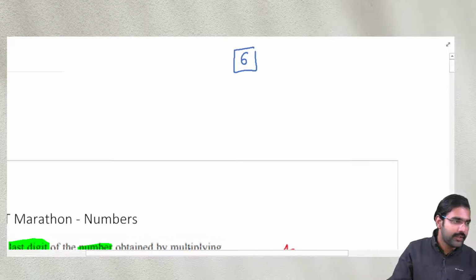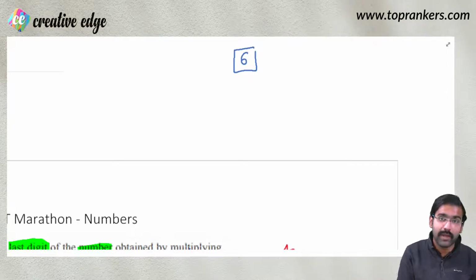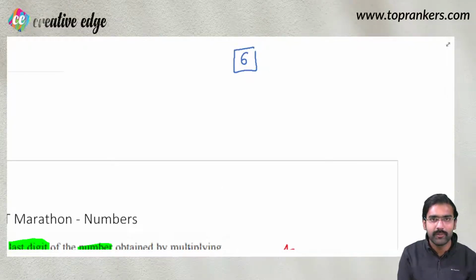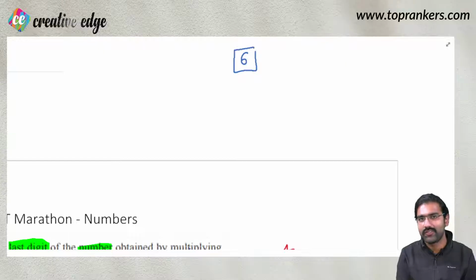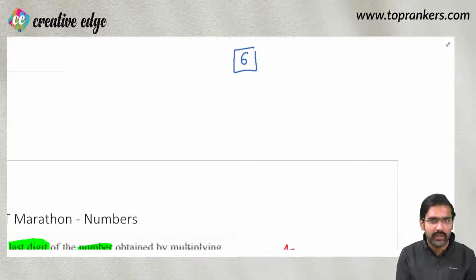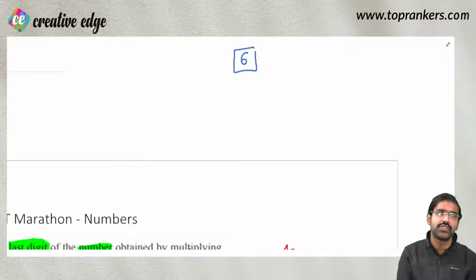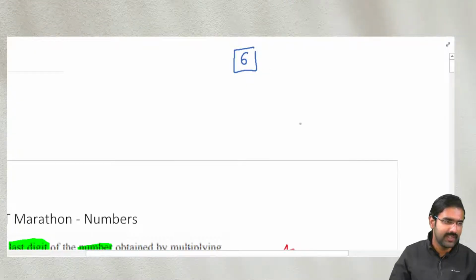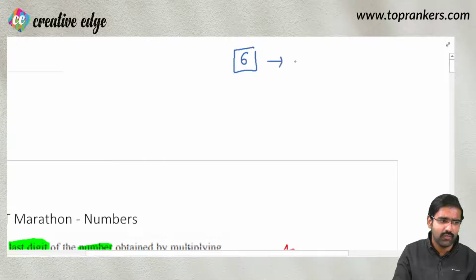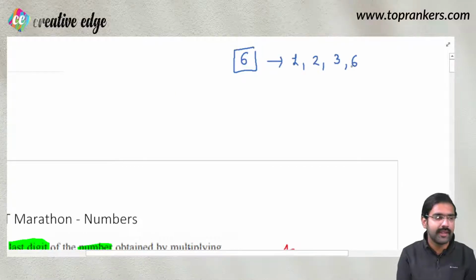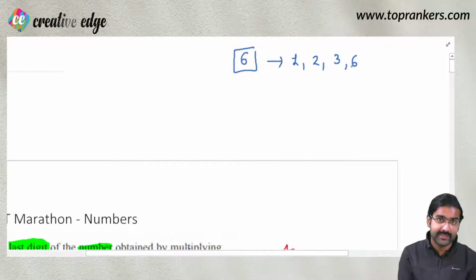So whenever you are asked to figure out whether a number is prime or not, I hope you understand what prime numbers are. If I try to explain using the definition of factors, factors are basically the numbers which can divide the given number. For example, the factors of 6 would be 1, 2, 3 and 6. What do I mean by that? 1, 2, 3 and 6 are called the factors of 6 because these numbers can divide the given number 6.